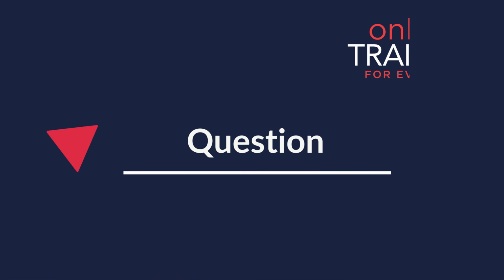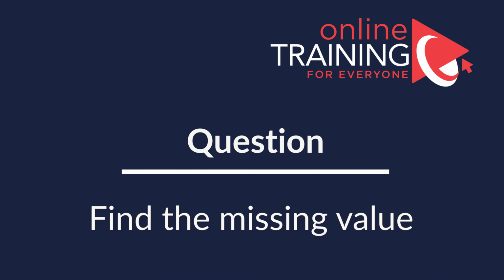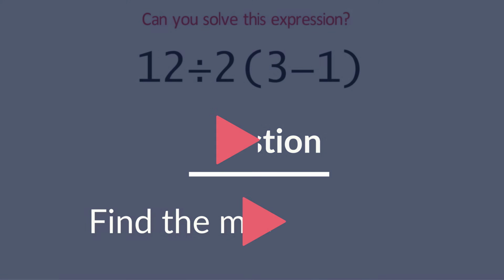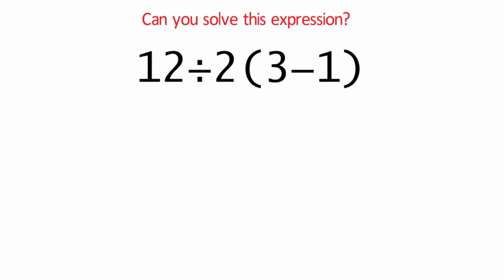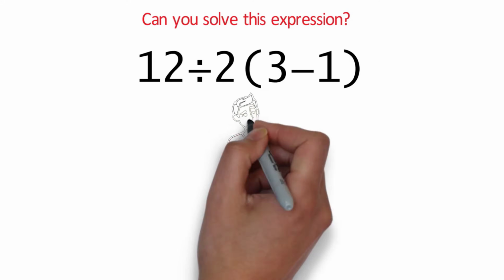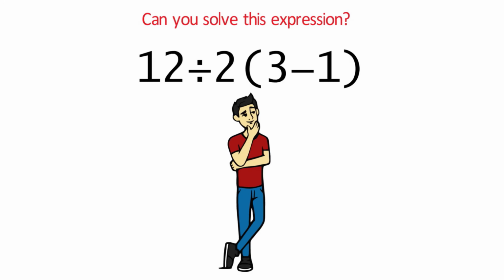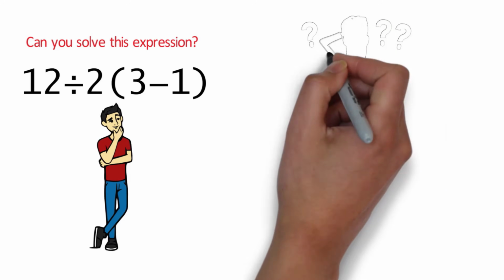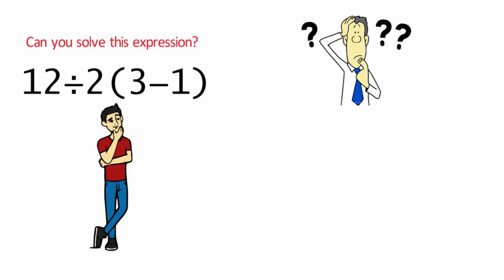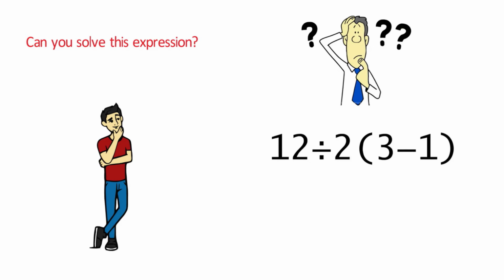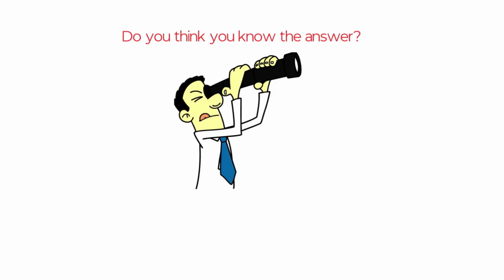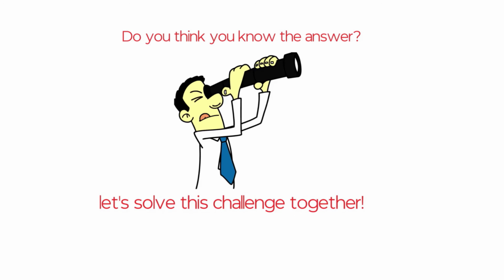Here's the interesting question, which is easy to understand, but at the same time you will have a lot of fun solving it. You need to calculate the simple expression, 12 divided by 2 and then multiplied by the value in parentheses, which is 3 minus 1. Take a look closely and see if you can come up with the answer. There are 3 operations here: division, multiplication, and subtraction. All you need to determine is which one to do first, second, and third. Do you think you know the answer? Let's continue and get it solved together.